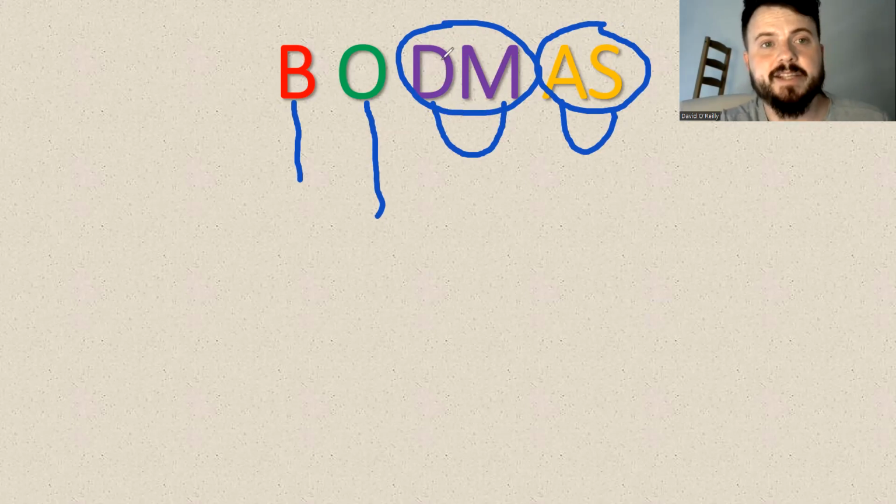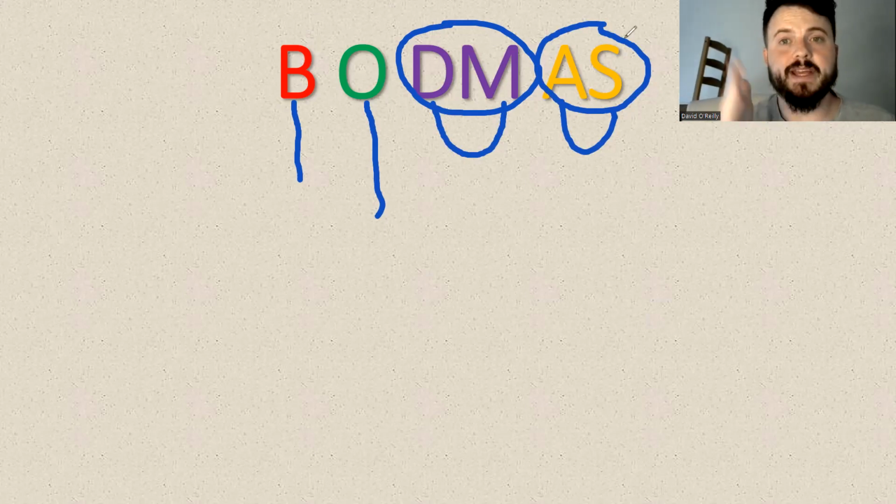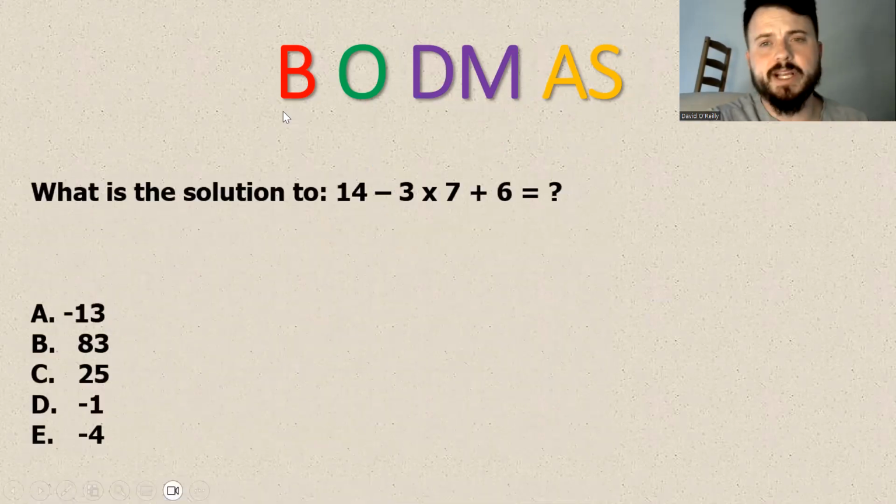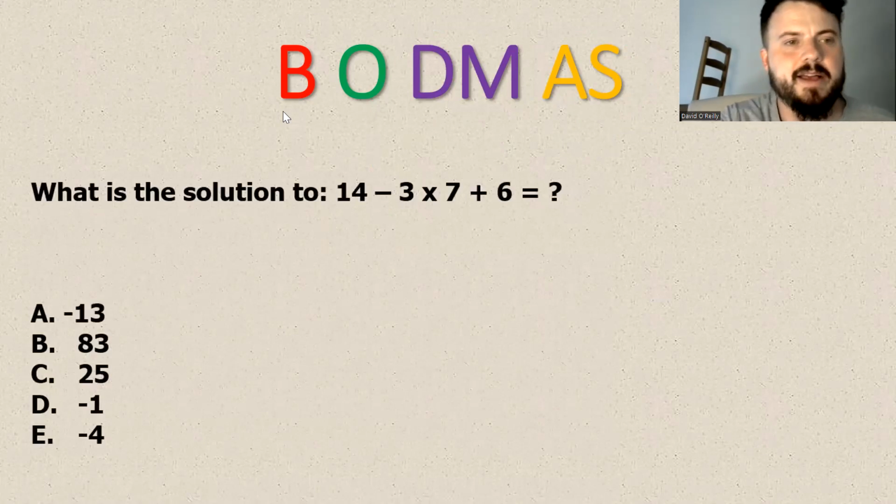And that's it, okay? So we look for the brackets, then we look for the orders, then we look for the division and multiplication, and then the addition and the subtraction. And we do it in that order. It's so important that we do it in that order or our answer is going to be wrong, okay? So now that we've spoken about that, let's look at that question. Try to remember what it is you said and let's see if you were correct, okay?